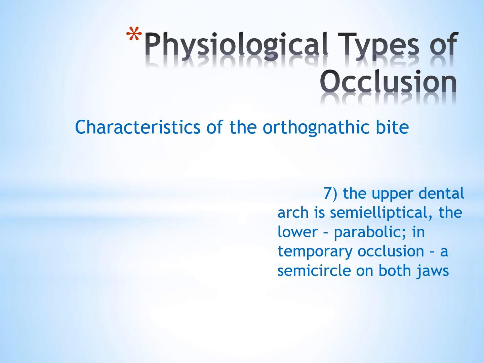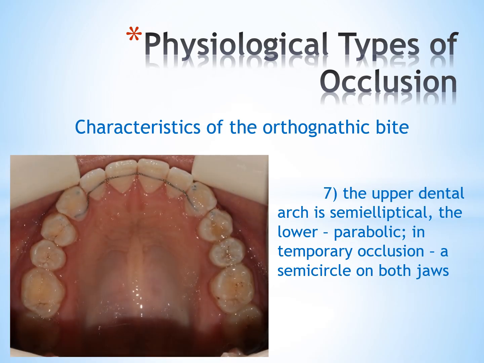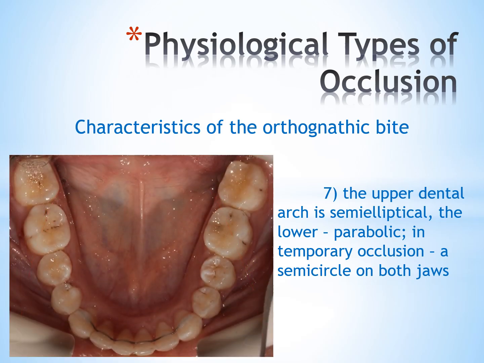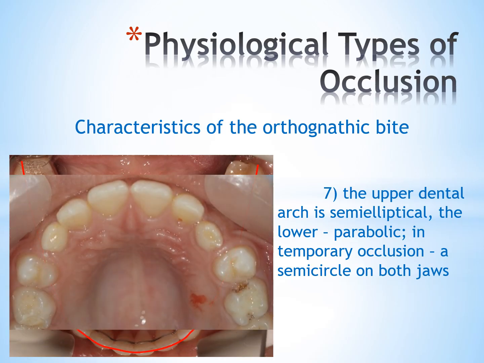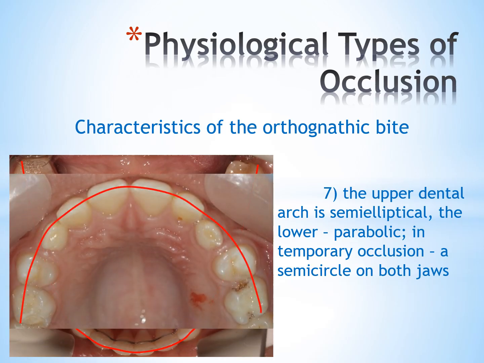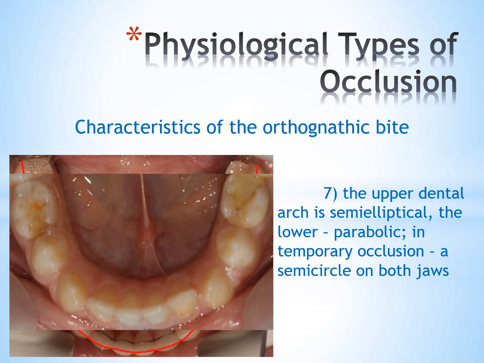Seventh characteristic, the upper dental arc is semi-elliptical. The lower one is parabolic. In temporary occlusion, there is a semicircle on both jaws.